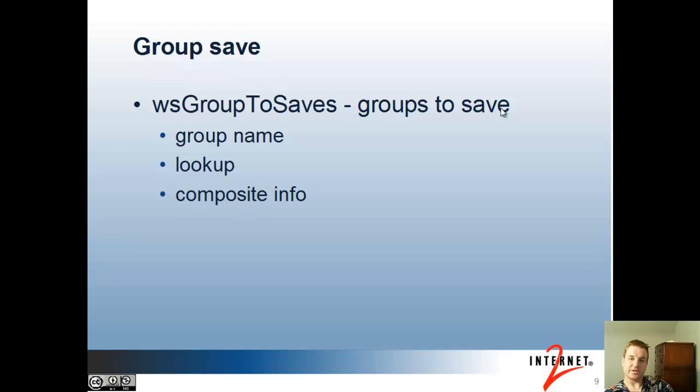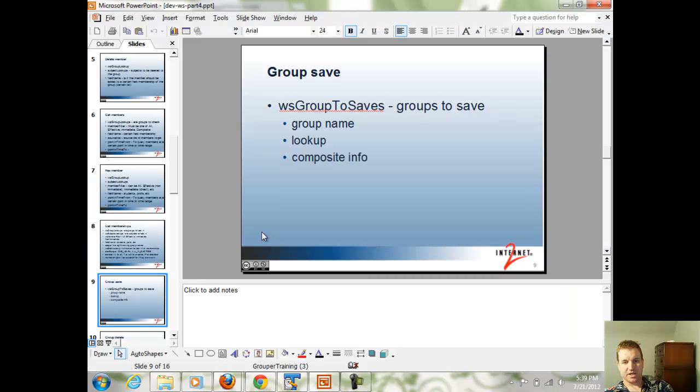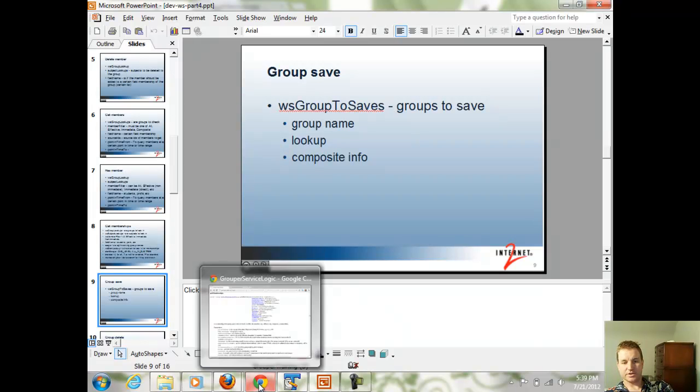So you have to have permissions on the folder if you're going to add groups, or you have to have permissions on the group, admin permissions, privileges, to edit that group. And basically you're going to pass in a list of group to save objects. So you can add multiple groups at once or edit multiple groups at once. And that group to save object is going to have a group name, other information like the description and display name, a lookup. If you're editing an existing group, you can pass in the ID or name of the group you're editing, and then composite info if you want to save a group that is a union of two other groups or something like that.